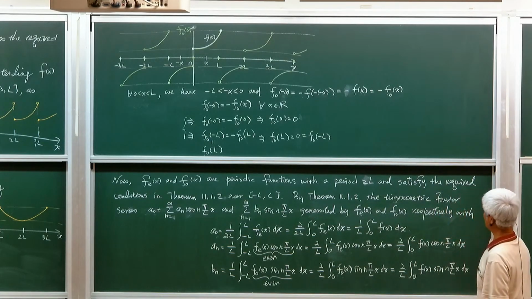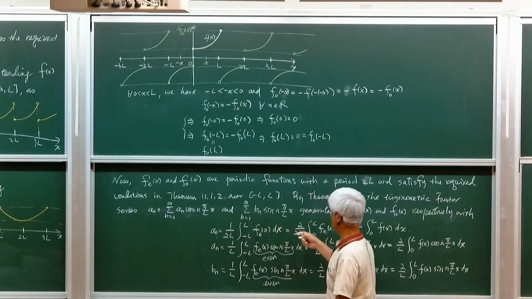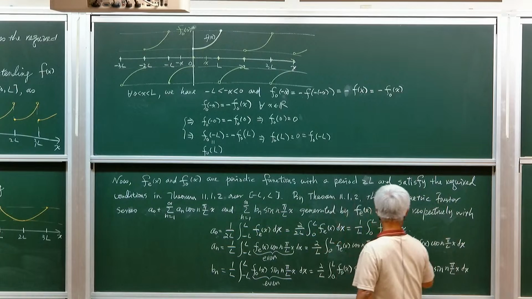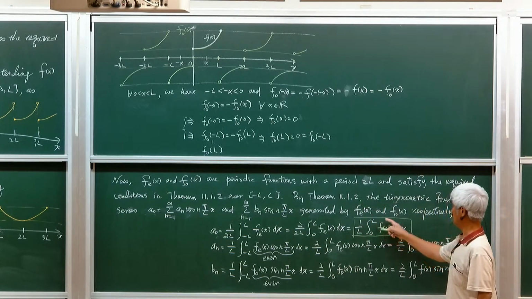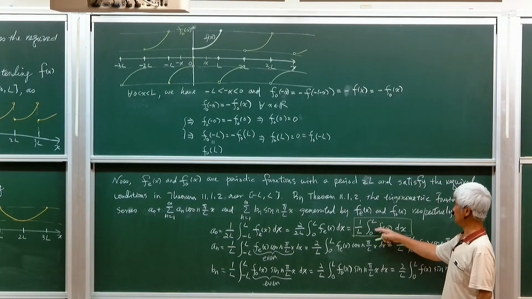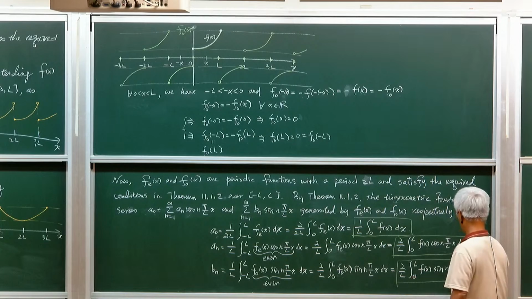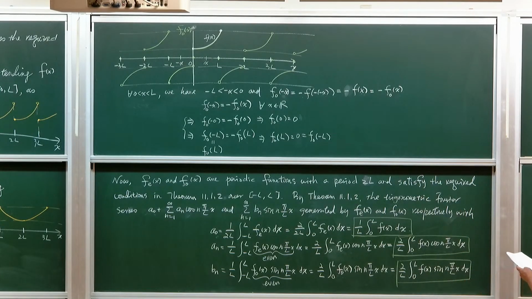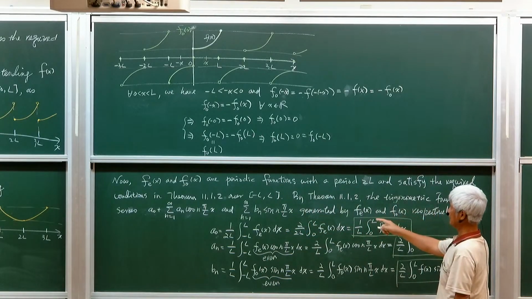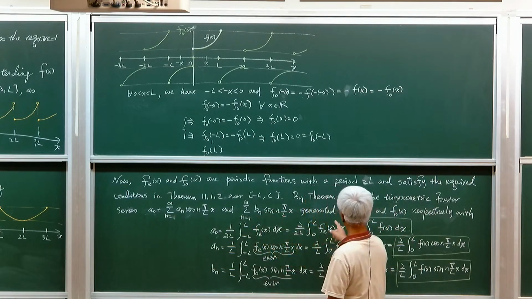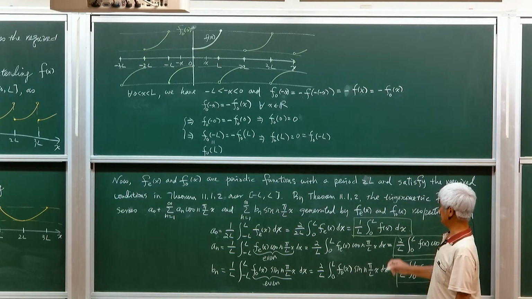So you can see that either one has coefficients that can be computed by evaluating an integrand over half the period, from 0 to L. So both of these are trigonometric Fourier series generated by the even periodic extension and the odd periodic extension.